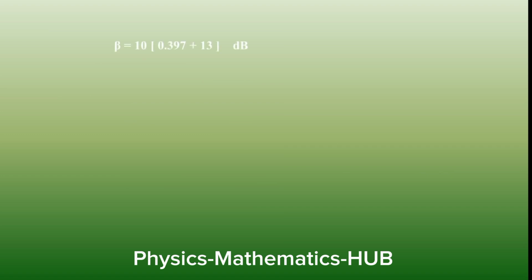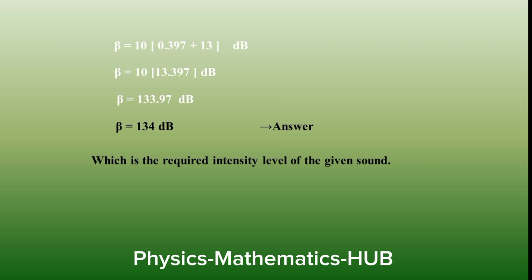Beta is equal to 10 times 0.397 plus 13, and log of 10 is equal to 1. Beta is equal to 10 into 13.397 decibels. Beta is equal to 133.97 decibels. Rounding the figure, we get beta is equal to 134 decibels, which is the required intensity level of the given sound.